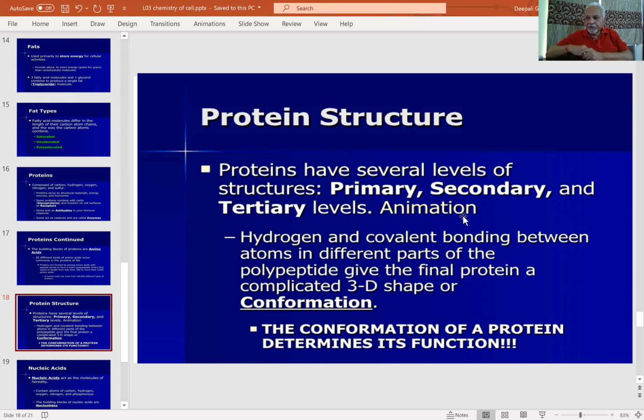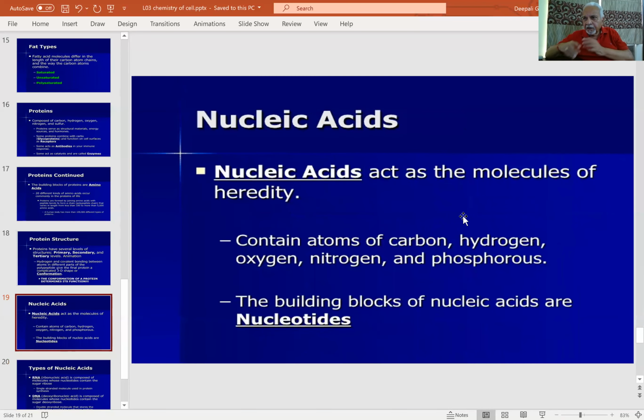So this is a very, very important component, and now we know a lot about this aspect, and we will see as and when we require. I'll give you the details and the significance of this kind of structural organization of proteins within the cell.